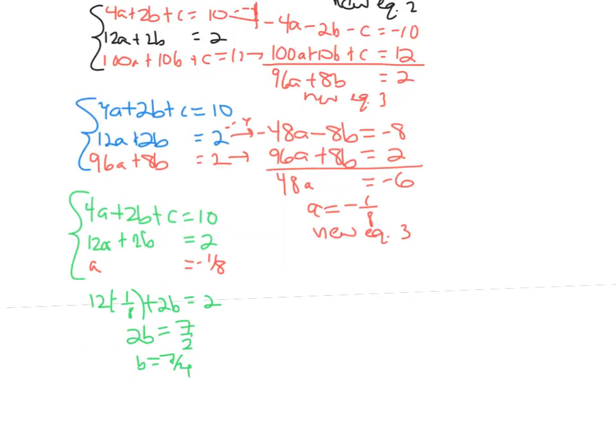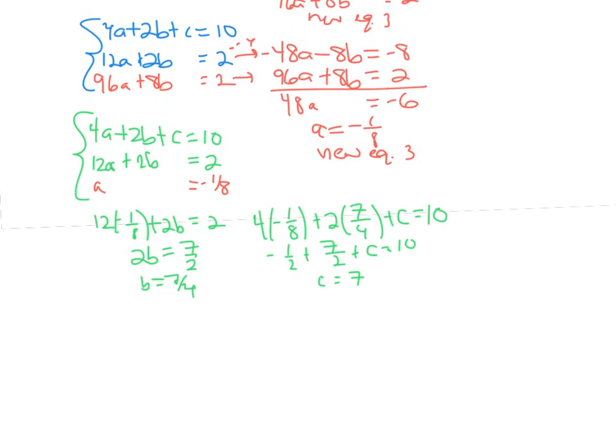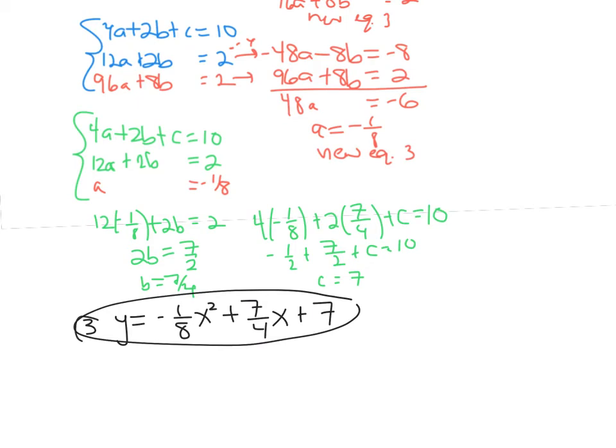If I take 12 times negative 1 over 8, that does end up being 3 over 2. And then 2 plus 3 over 2 is 7 over 2, times 1/2 is 7 over 4. Now find letter c. And you should find c to equal 7. So all that's left for us to do is to write our model. So our model will have y equals our a, negative 1 over 8 x squared, plus b, 7 over 4 x, plus c, 7. Okay, so that's our step 3.